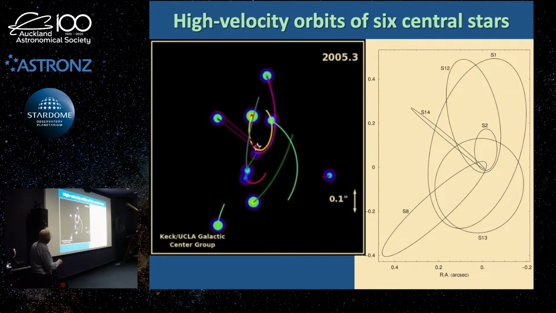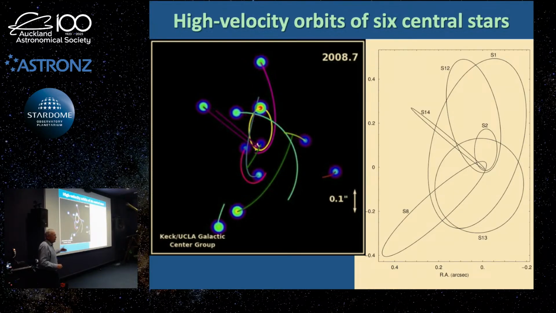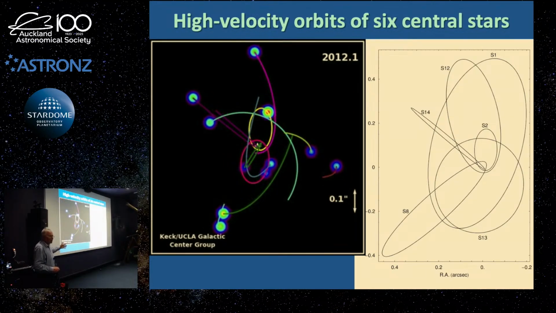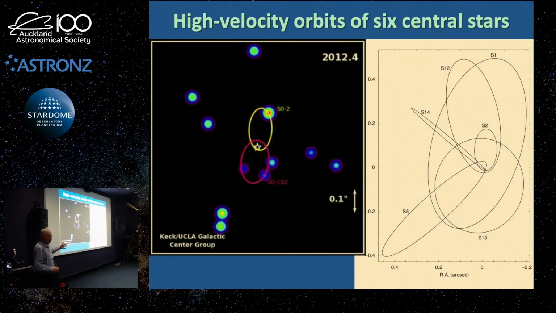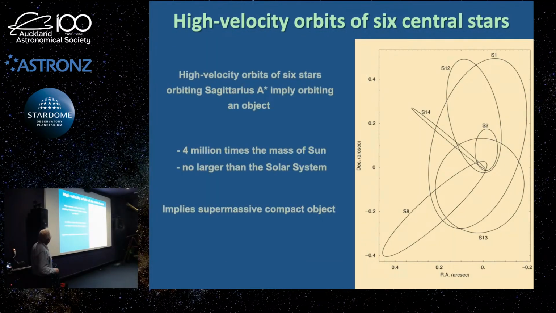And that tells you, when you calculate the velocity of a star in its orbit, and you can see its position, you can see where it's going around something. It's relatively straightforward mathematics to work out the mass of the object that they are going around, and that's what they were able to do. And what they concluded was that these high velocity orbits of these 6 stars were orbiting that radio source, Sagittarius A*, implying it was orbiting an object. The mass they calculated was at least 4 million times the mass of our sun.